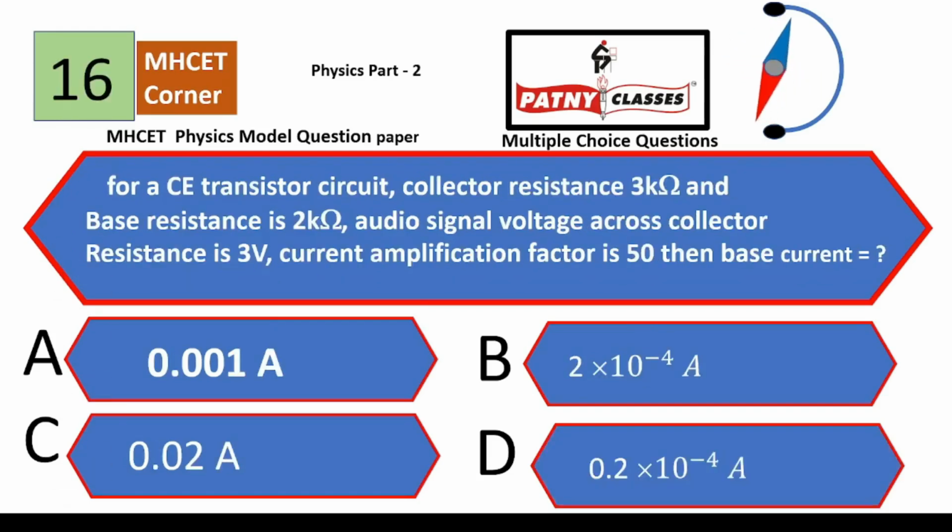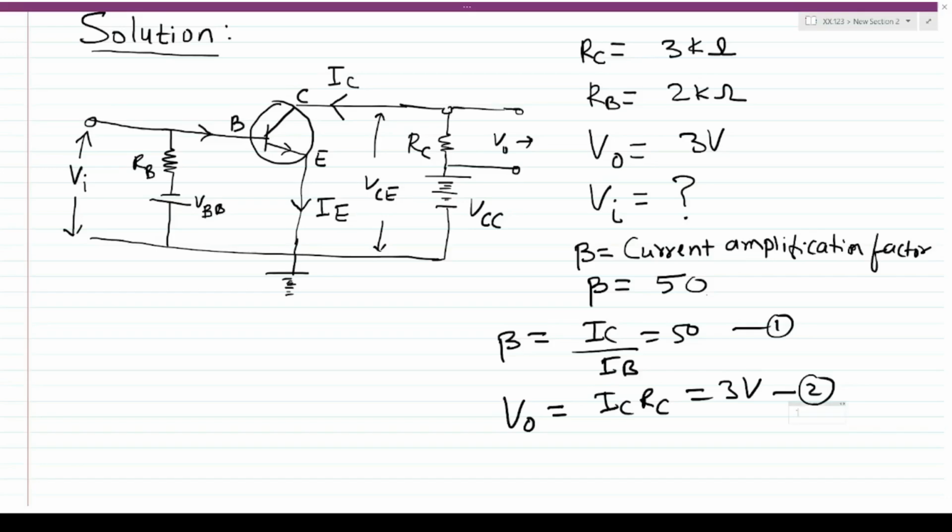Question number 16. For a common emitter transistor circuit, collector resistance is 3 kilo ohms and base resistance is 2 kilo ohms. Audio signal voltage across collector resistance is 3 volts. Current amplification factor is 50. Then base current equals how much? Option A 0.01 amperes, option B 2 into 10 raised to minus 4 ampere, option C 0.02 amperes, and option D 0.2 into 10 raised to minus 4 amperes. Here is the solution.